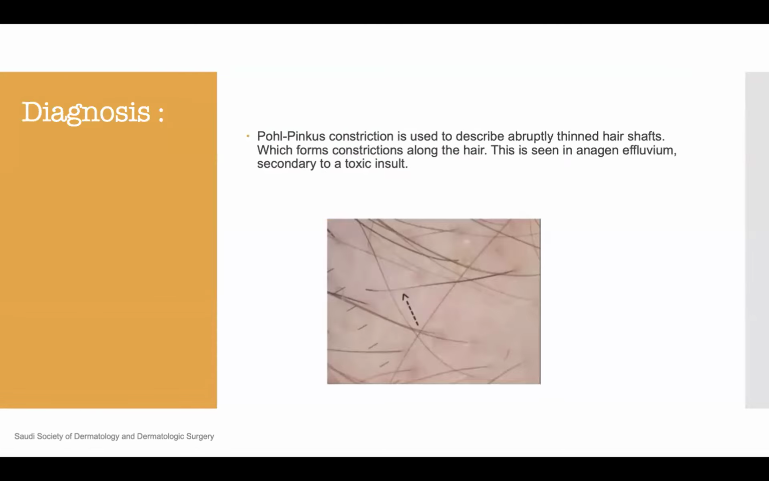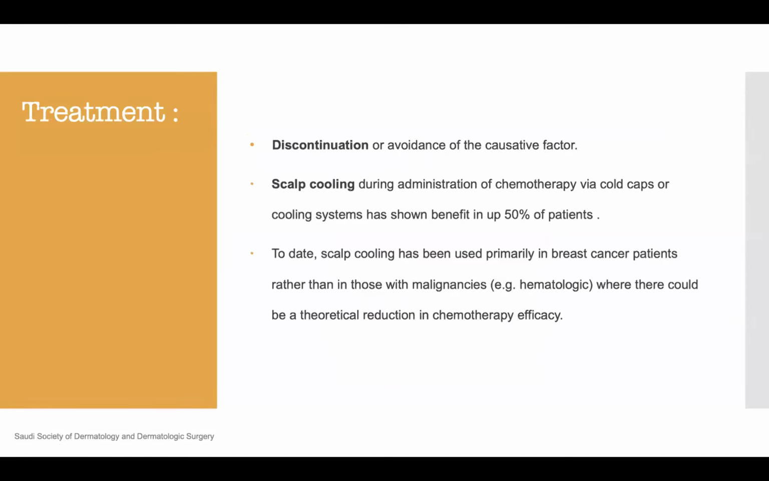In anagen effluvium, what I want you to focus on is the trichoscopy, as we can find something called Pohl-Pinkus constriction along the hair shaft. As you can see here, it's a constriction in between or over the hair shaft in the same hair follicle, and this is characteristic and seen in anagen effluvium secondary to toxic insult.